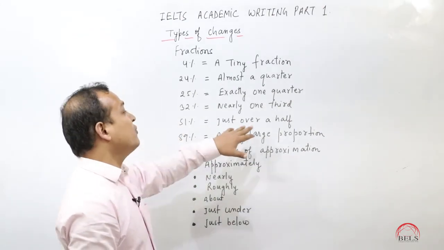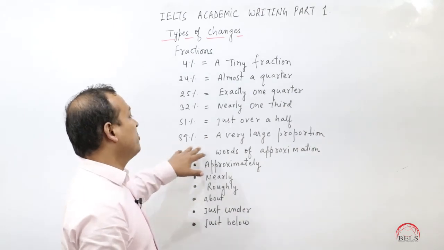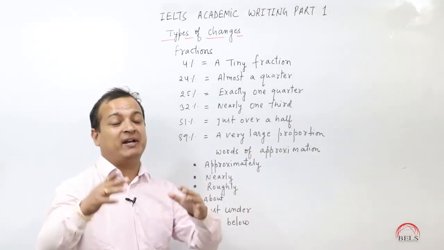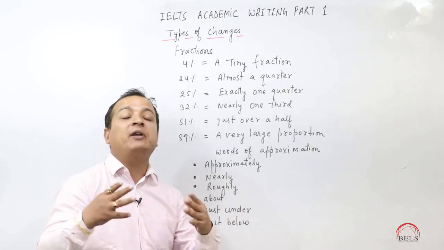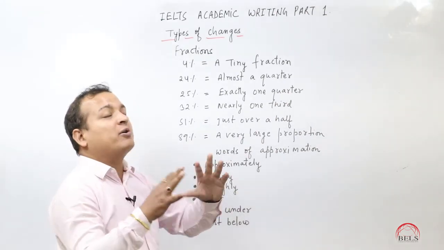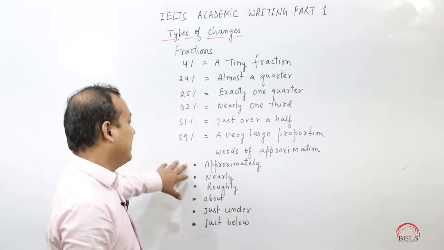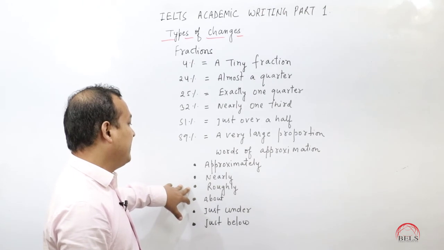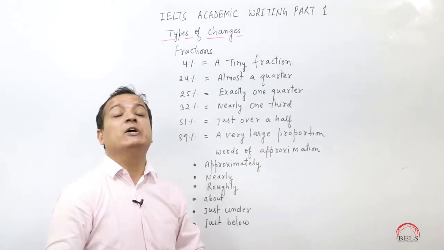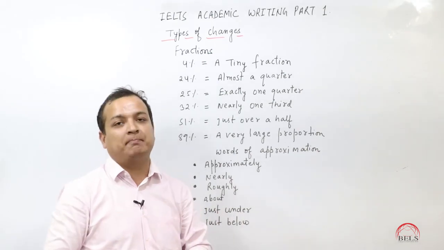51% is just over a half, because that's more than 50%. 89% will be a very large proportion. So if there is 89%, you can say a very large proportion of that thing can be seen. Now there are some approximation values which you have to indicate. You can say approximately, nearly, roughly, about, just under, just below. These words matter too much while writing Writing Part 1.